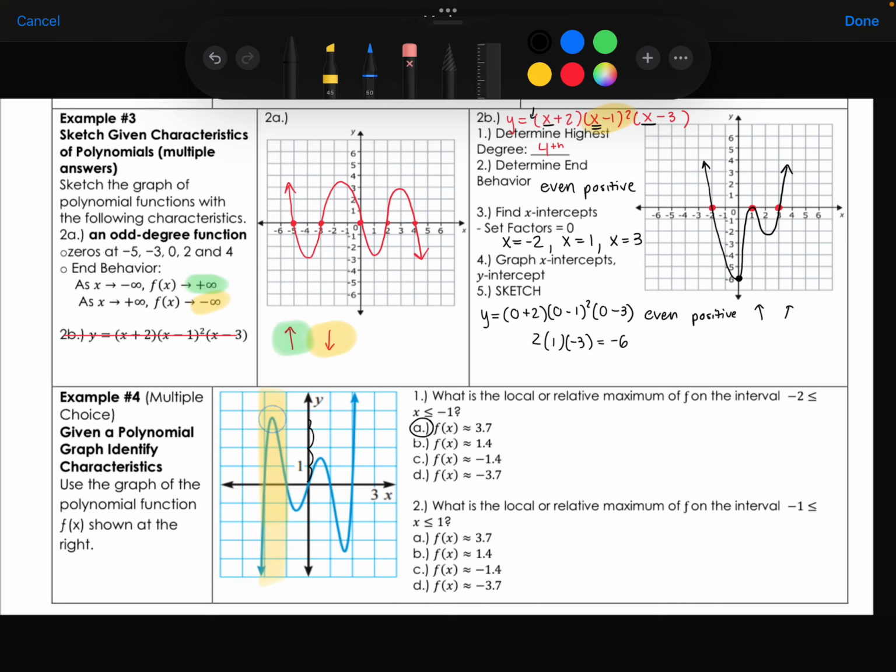Okay. What is the local or relative maximum on the interval negative 1 to 1? So that's this interval. So they want to know the relative max. So we have a min and a max, so we're going to look at the max. And that looks to be at about like 1.5, so 1.4. So yeah, that's it.